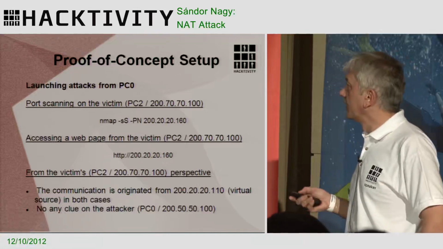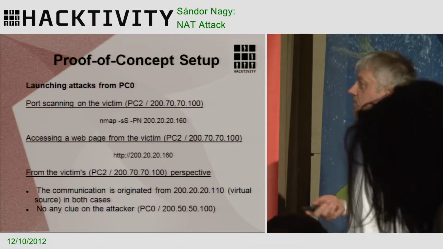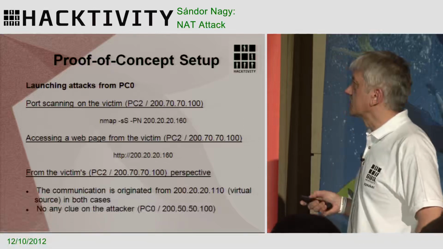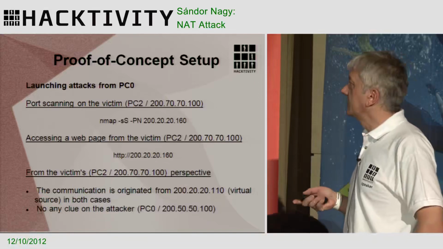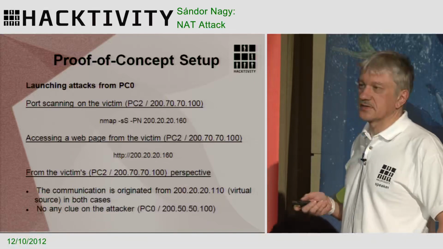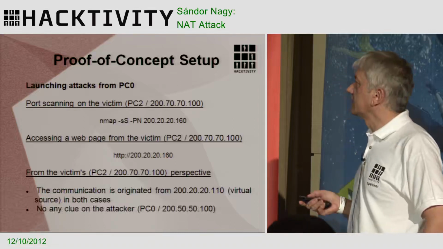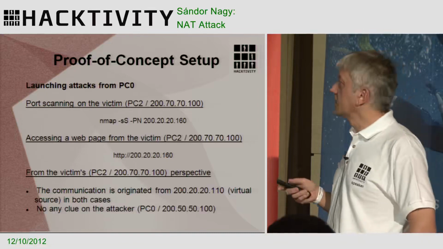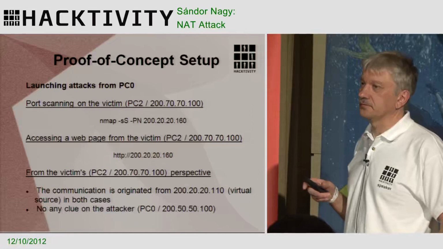And what about, for example, if the attacker wants to launch a web attack? In this case, the attacker specifies the virtual target IP, and the victim is going to be accessed. And in this case, of course, the victim believes that the source of this connection is the virtual source and not the attacker.